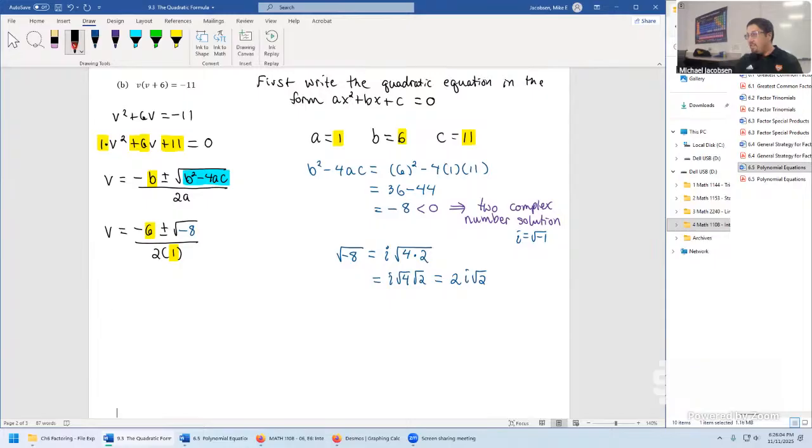So we're just about there. In the next line, we can say v equals -6, add or subtract 2i root 2, divide by 2.